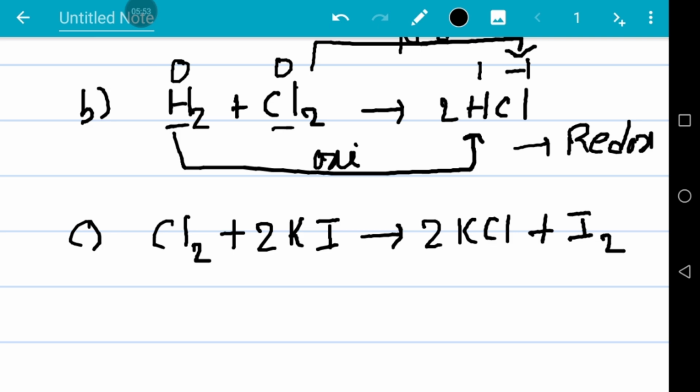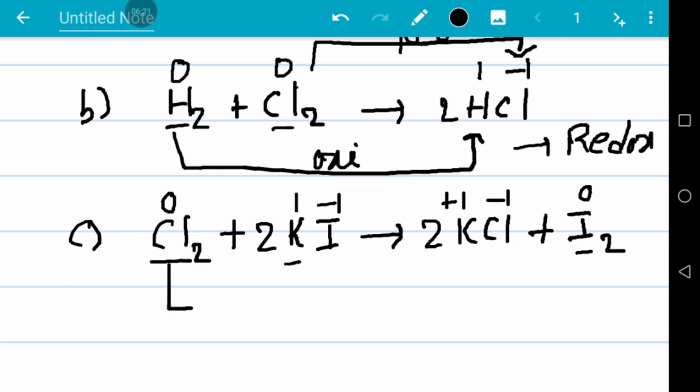So now calculate the oxidation states. Chlorine, Cl2, in the molecular state, has oxidation state 0. Potassium is plus 1, because it is a 1A group element. Iodine is minus 1. In KCl, potassium is plus 1 and Cl is minus 1. Iodine is in the molecular state, so its oxidation state is 0.